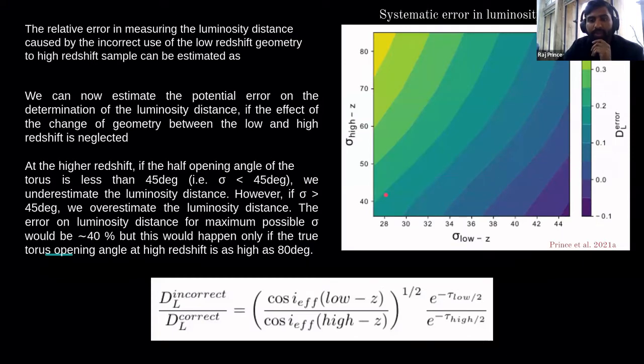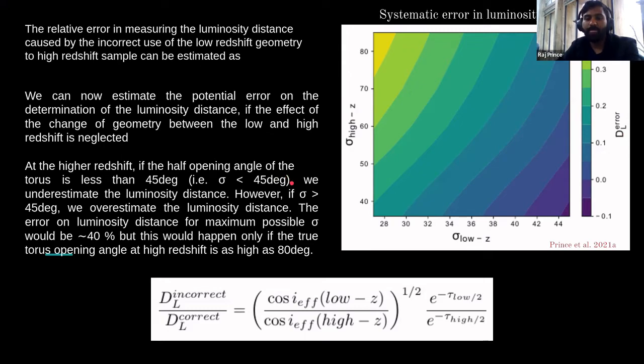So if for the high redshift sources the opening angle is less than 45 degrees, then we see the luminosity distance error here is below zero. That means we underestimate the luminosity distance if we use the same geometry as at low redshift sources. But if you go above 45 degrees, if the sources at high redshift have an opening angle above 45 degrees, then we are overestimating the luminosity distance.